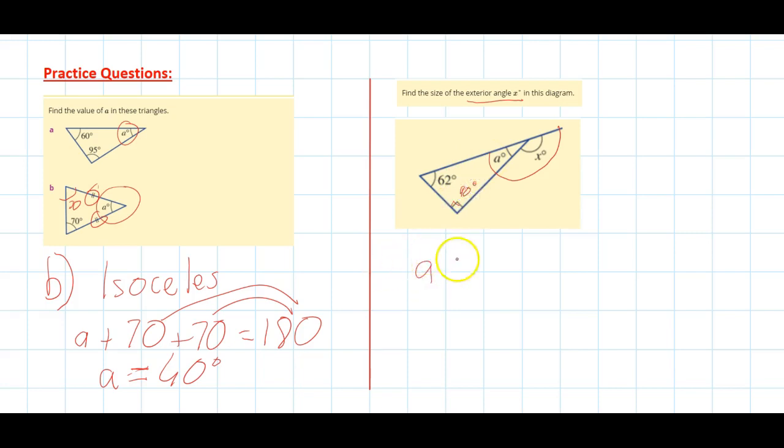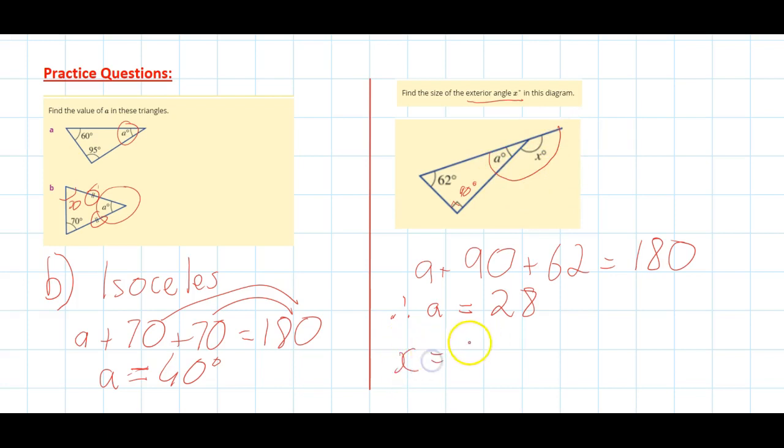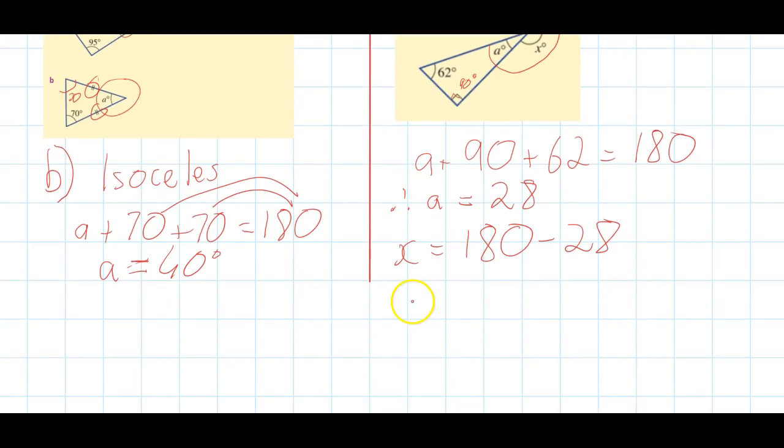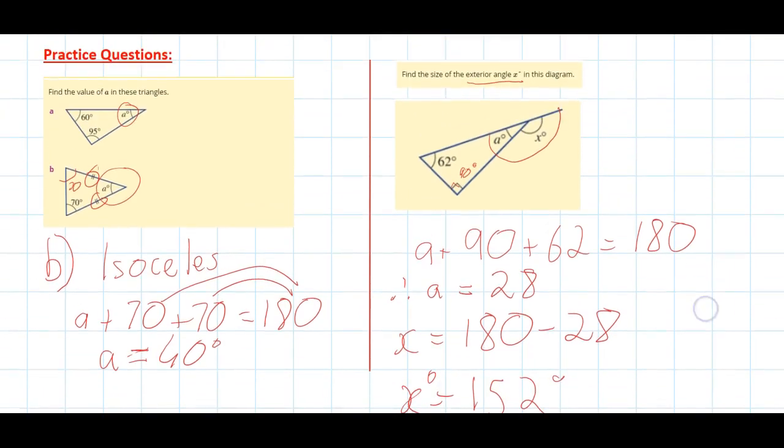So A plus 90 plus 62 will equal 180. Therefore A in this case will equal 28. Now that I know A, I can work out X by making sure they both add up to 180. So X equals 180 minus 28, which gives me an angle X equal to 152. So using the exterior angle, you need to go through two steps.